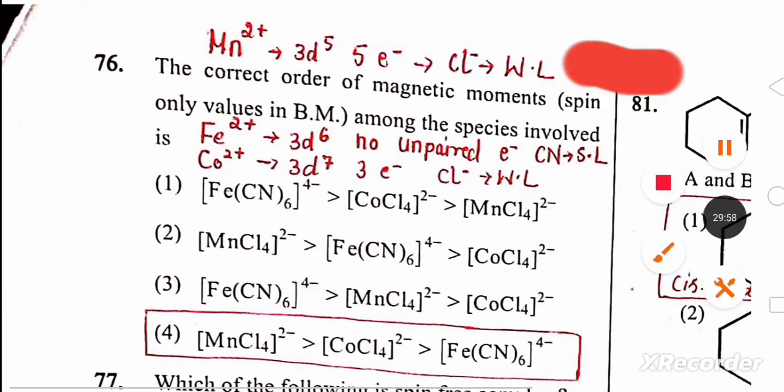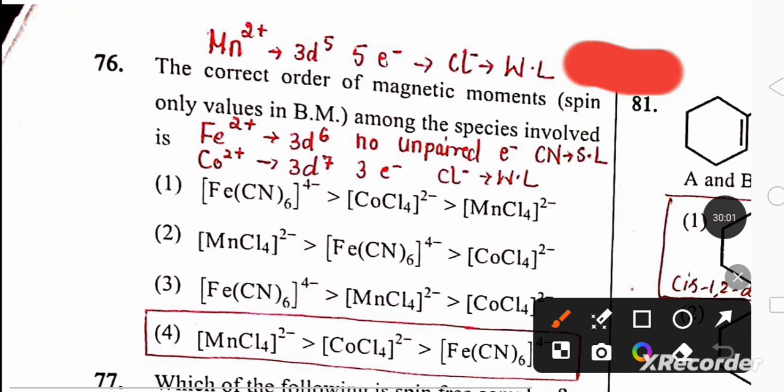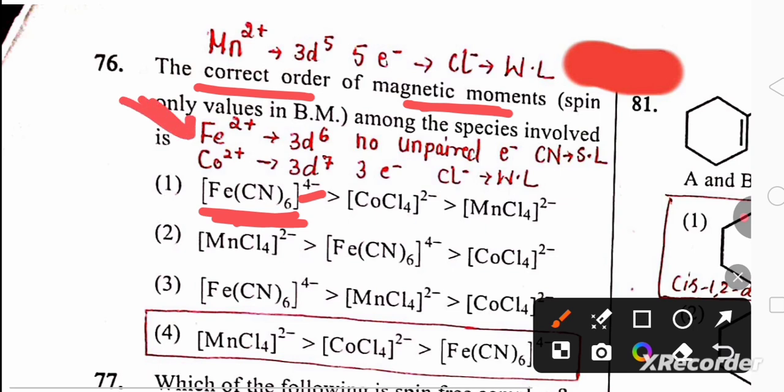The next question belongs to d and f block elements. What is the correct order of spin-only magnetic moment among the species? In the first case, iron is there with the strong ligand CN 4 minus. If you calculate, the oxidation state of iron is Fe2 plus, which will be 3d6 configuration. In 3d6 configuration you cannot find any unpaired electron, because cyanide is a strong ligand and leads to pairing. So definitely Fe(CN)6 4 minus will have 0 magnetic moment.